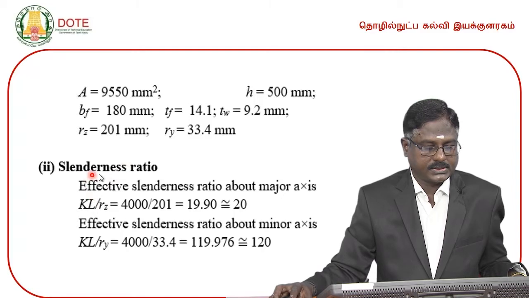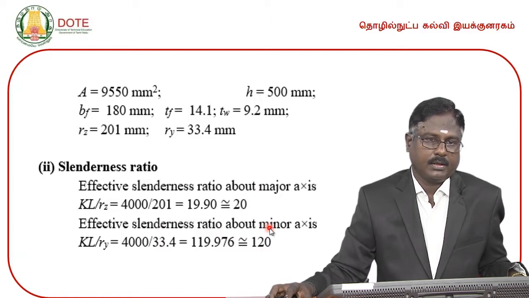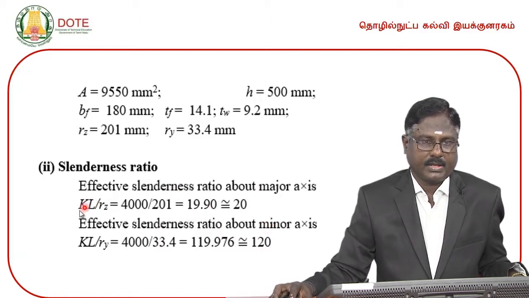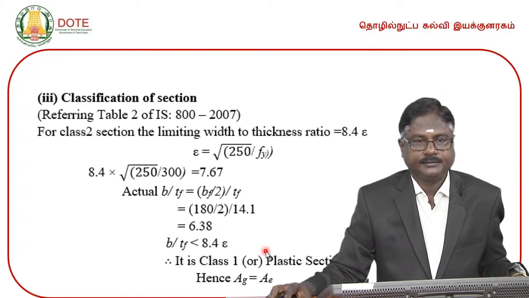Now, the second step is to calculate the slenderness ratio about the major axis as well as the minor axis of the given member, and we know slenderness ratio lambda is equal to KL by r. Here it is about the major axis, so r_z. So, KL by r_z, where KL is directly given in the problem. KL in millimeters divided by radius of gyration in millimeters, you end up with a value having no unit. So, this is 20, and in a similar way the effective slenderness ratio about the minor axis is found to be 120.